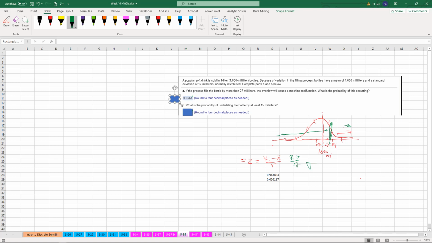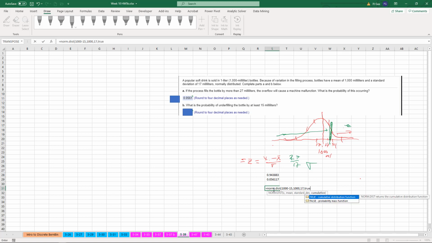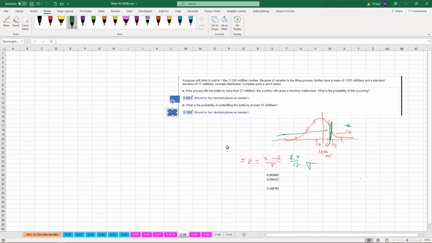Yep, 0.56. Pretty good. Okay, what's the probability of underfilling the bottle by at least 15 milliliters? These are sort of straightforward items. I won't go through the graphic part of it. Equals NORM.DIST, and it's going to be 1,000 minus 15, right? So about 18.9%. Let's just double check, make sure we got the right answer. Did it? That's what we got.